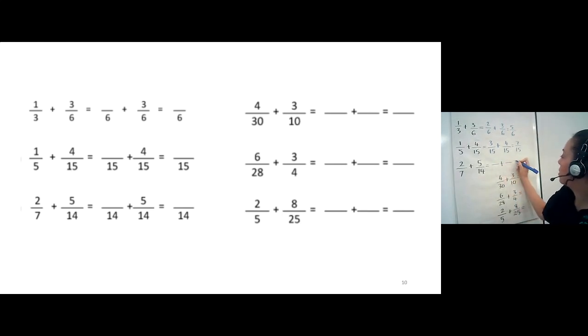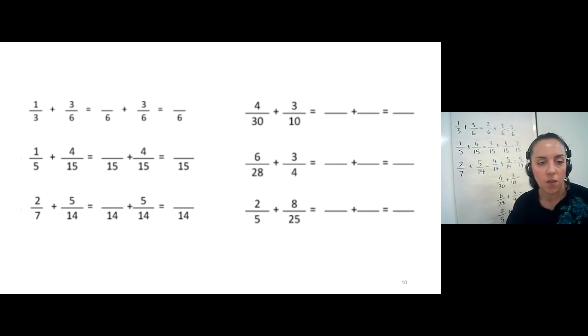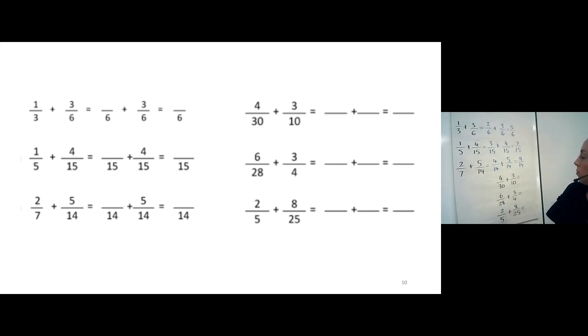Any takers for that one? Yeah, well done. 9 over 14. Is everybody else okay up to now? Fabulous. So now we've got 4 over 30 plus 3 over 10. I'll just do the maths behind you whilst you're working that out.